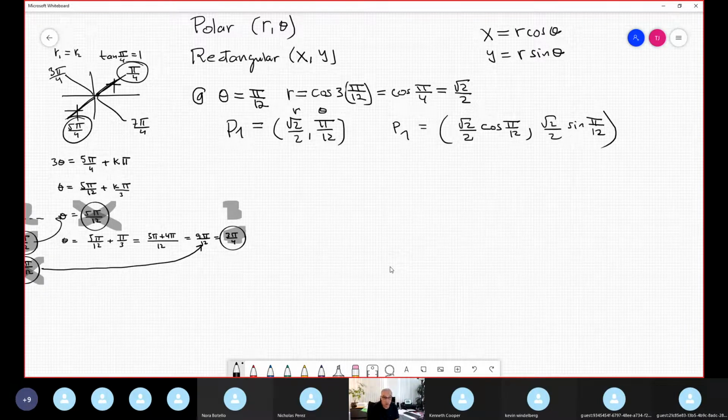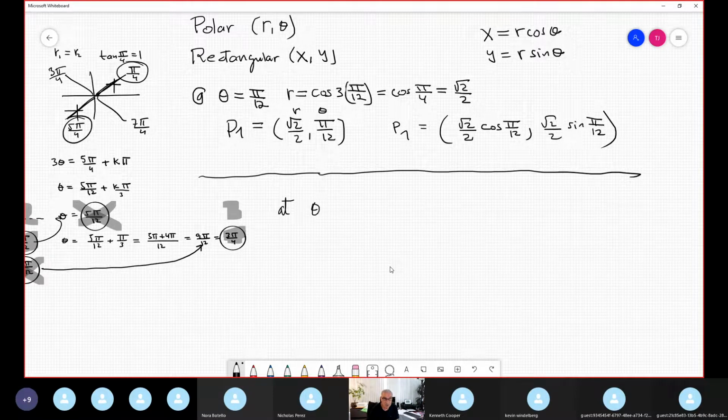This is my first point, but we have 3 points. We have theta equal, what's the next? The next is 5 pi over 12. Okay, 5 pi over 12 is theta. The radius would be cosine. You plug it into either equation, guys. 3 times 5 pi over 12.